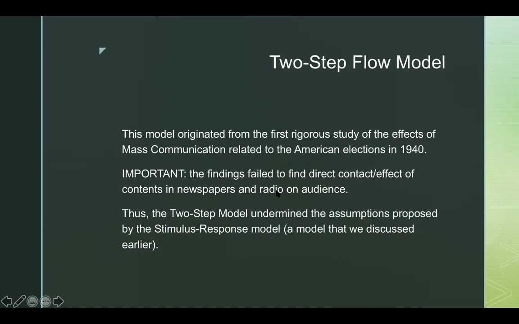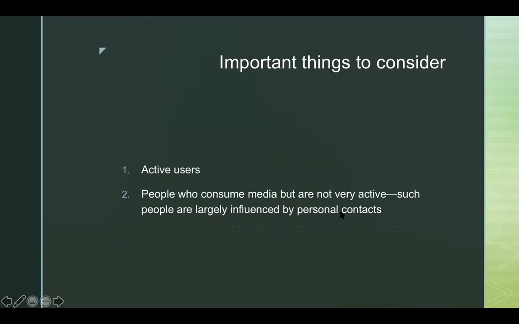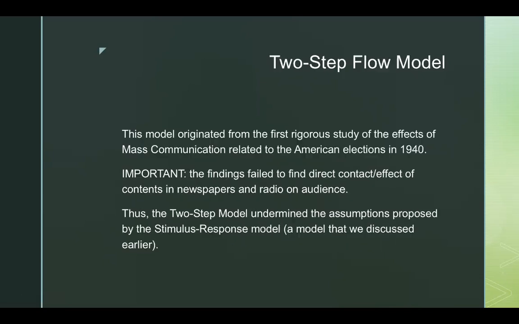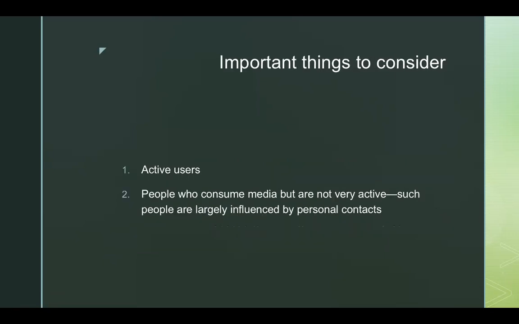I'll explain this again shortly, but just pay attention to what I'm saying. So what I'm saying is that the two-step model came when findings from research studies that were happening to study the effects of stimulus response model could not find the direct contact or direct effect of media which was coming from newspapers. If you are still confused about the slide that I just discussed, you do not need to worry. Actually, you will get a better understanding when I discuss content in next slides.